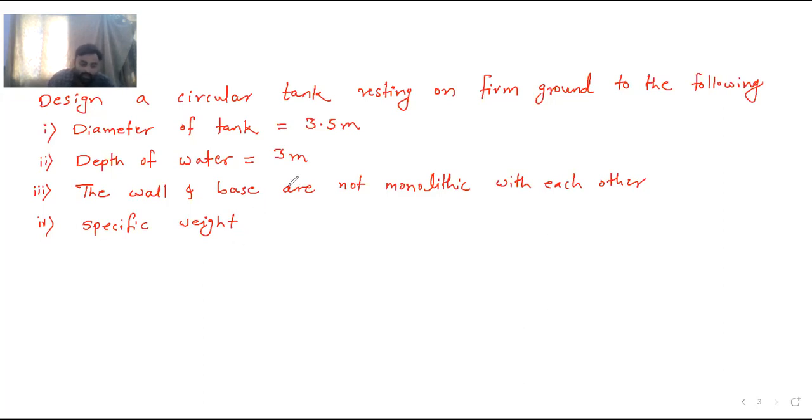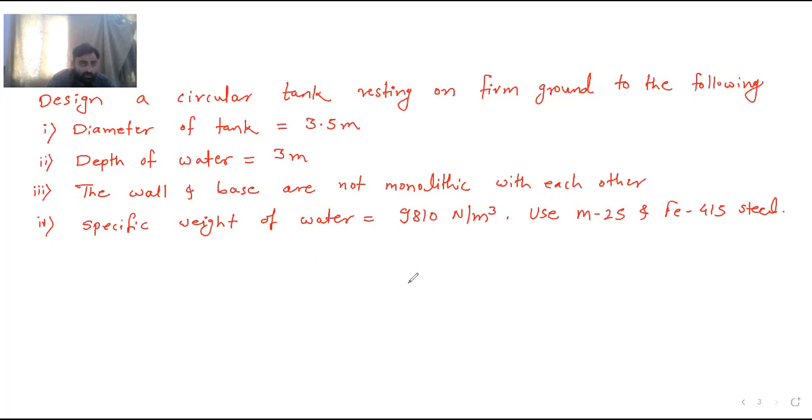So the specific weight of water is equal to 9810 Newton per meter cube. Okay. Use M25 and Fe415 steel. So we are going to use M25 and Fe415 steel. So we need to design this water tank.